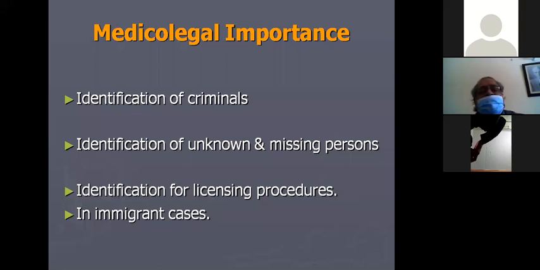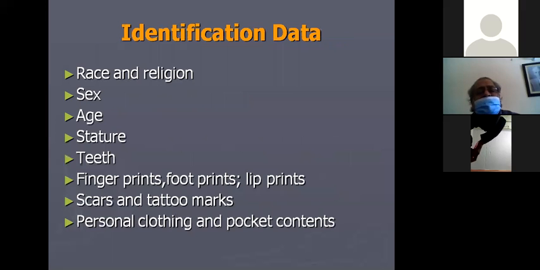Identification data. Identification data are race, religion, sex, age, stature, teeth, fingerprints, footprints, lip prints, scars, tattoo marks, and personal clothing and contents of the pocket.